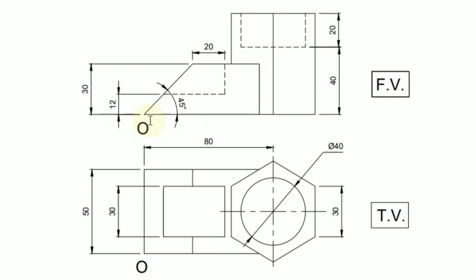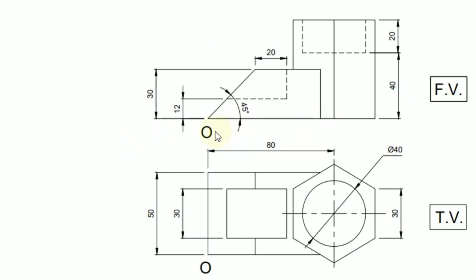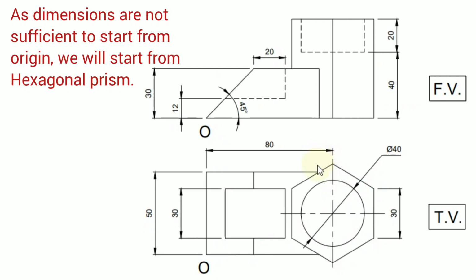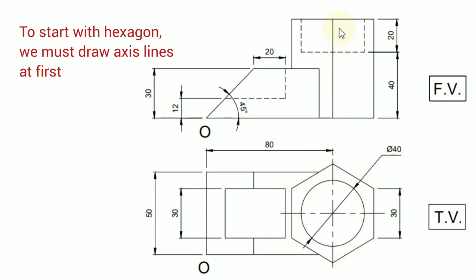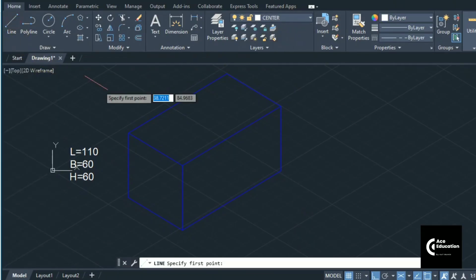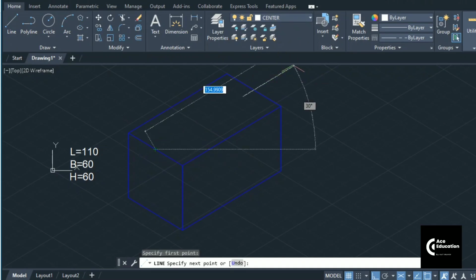But when you try to draw this line, we don't know the exact length of this line which is coming to this hexagonal prism itself. So we'll try to draw this hexagon first, whose center will be at a distance of 80 mm from the origin point. So I'll change the layer to the center layer, and then I'll draw the midpoint to midpoint as the center line.